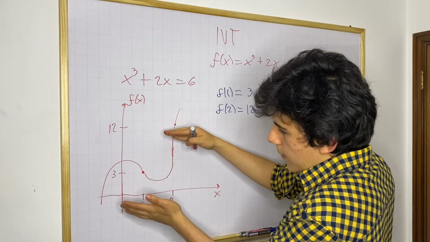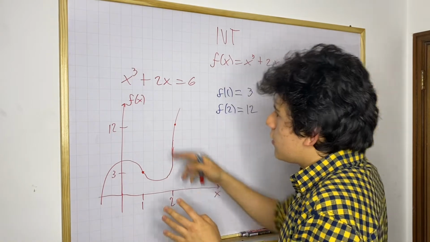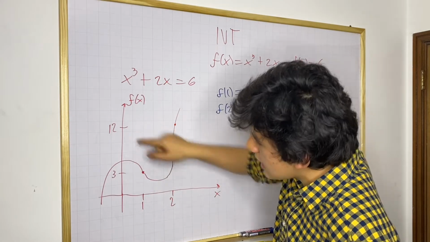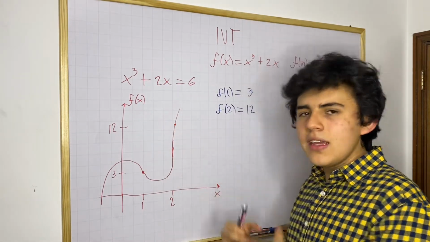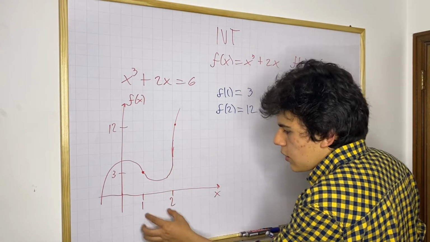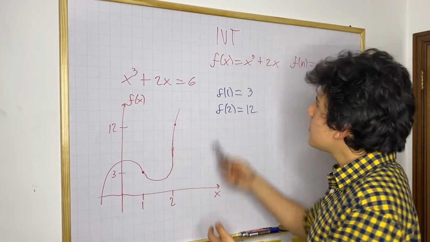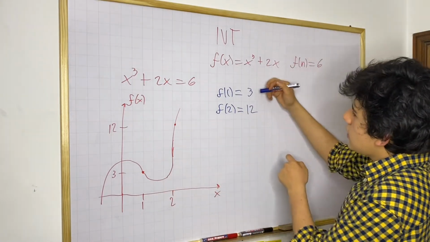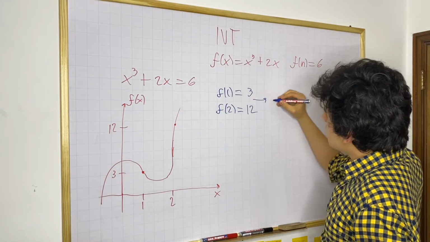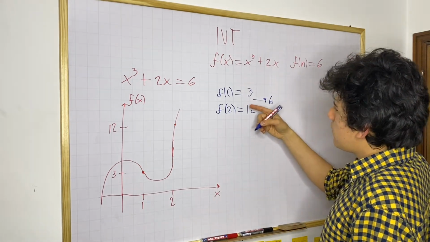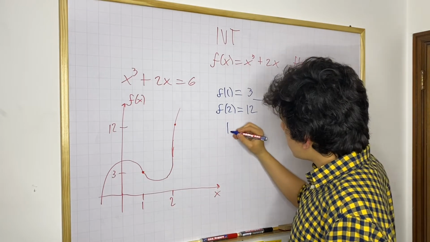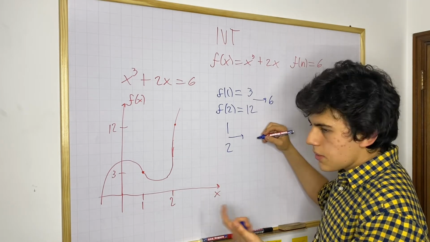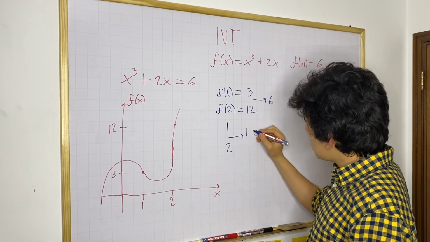If you think about it, because this function is continuous at every point, we know there is a value between 3 and 12 such that its input had to be a number between 1 and 2. Does that make sense? That is the entire intermediate value theorem. We know that between 3 and 12 lies 6. And we got these values, 3 and 12, with 1 and 2, which means that there is a value between 1 and 2, which I'm going to call C, that should complete this condition.